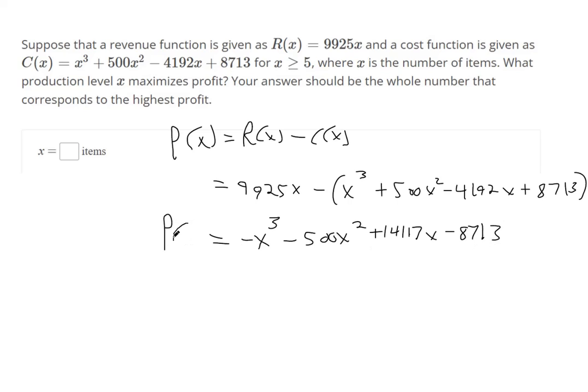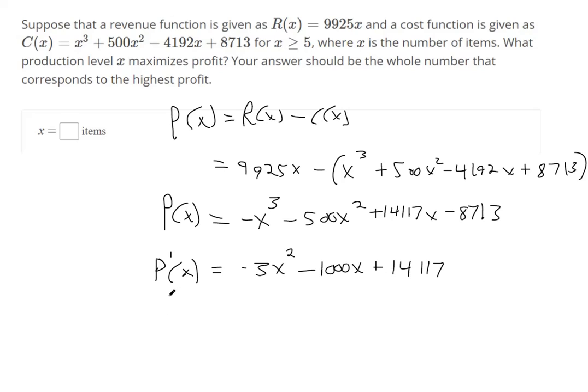So that's our profit. If we need to maximize something, we can find all the potential, not necessarily guaranteed to be one, but the potential maxes and mins by finding the derivative of the profit function. So the 3 comes down, multiplies, gets reduced by 1. The 2 comes down, multiplies, gets reduced by 1. And then the 1 comes down, multiplies, and it gets reduced by 1. And then this is the derivative.